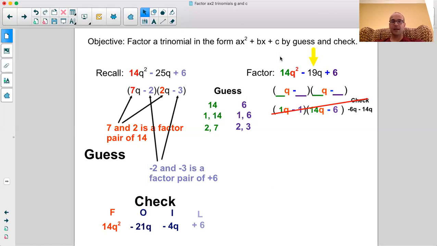So let's do another guess. Let's not mess with the q's. Let's keep those as they are. And let's not mess with the version of 6 that we're going with either.